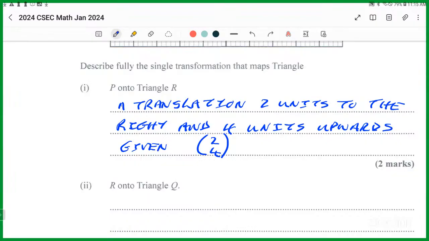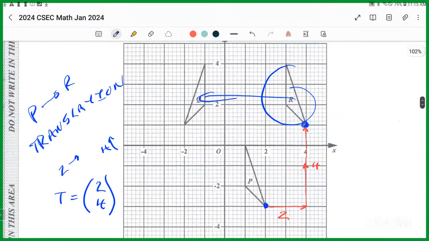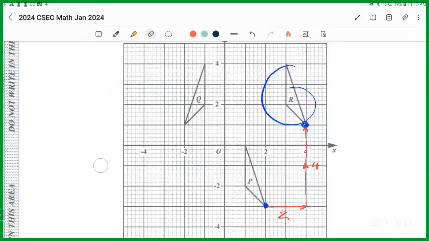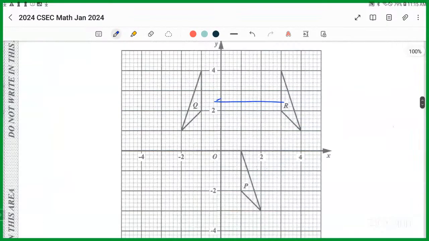Alright, so here now we're going from R to Q, not from P to Q now. We're going from R to Q. So now we're going from this one to this one. Look carefully. Let me erase these. We're going to go from R to Q now. Let me take these off. So I want to see now how we go from this one to that one.